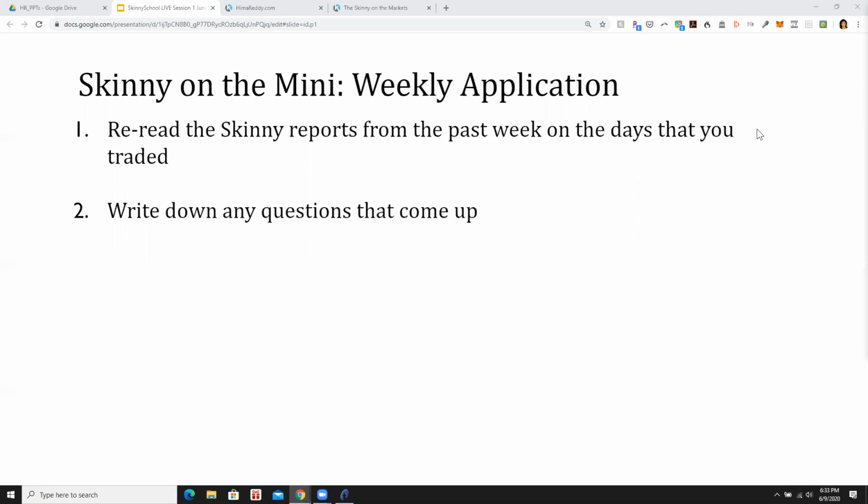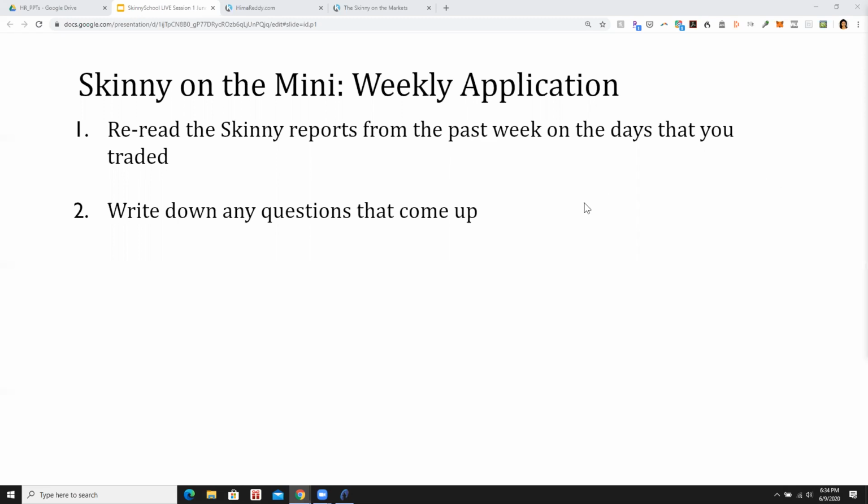Write down any questions that come up. So first, take notes on them. Either type up a separate file with your notes, keep a digital file, or keep a notebook, and always, to make it easy for yourself and for me to help you, jot down where that question came from. So which issue of the Skinny did the question come from?